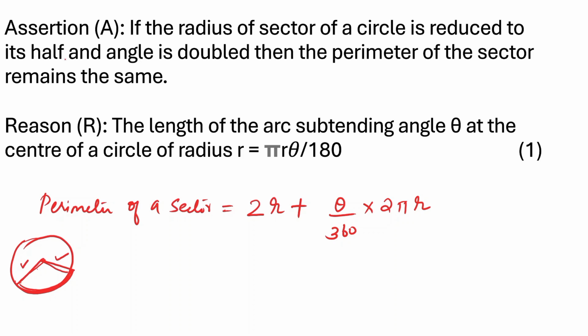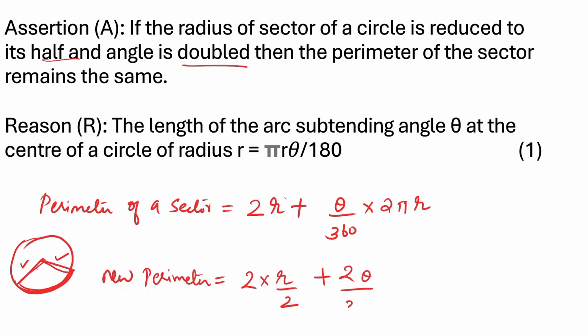And if the radius of the sector of a circle is reduced to its half, this radius will be r by 2. So we can find the new perimeter and finally compare whether it matches the first perimeter. New perimeter is 2r, where instead of r we write r by 2, plus, instead of theta, what should we write? Angle is doubled, I'm sorry. Angle is doubled. So 2 theta divided by 360 times 2 pi, and instead of r, we write r by 2.